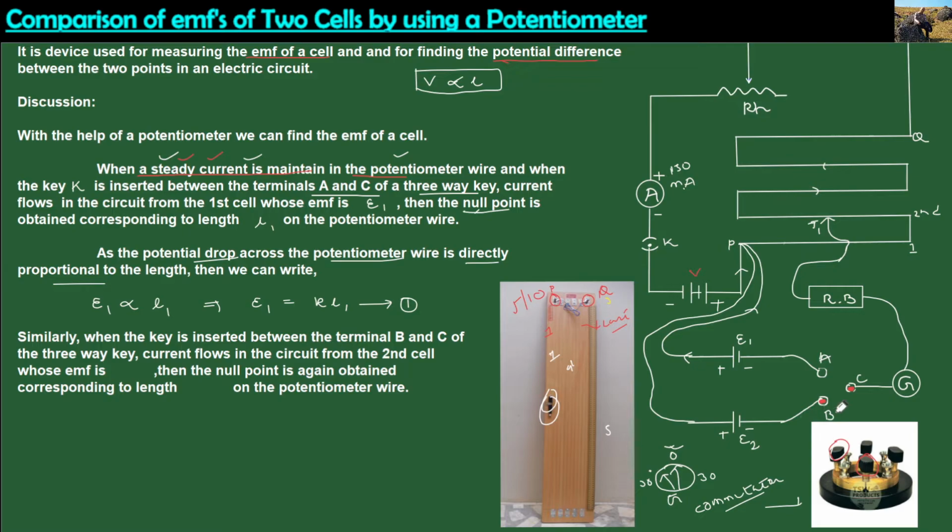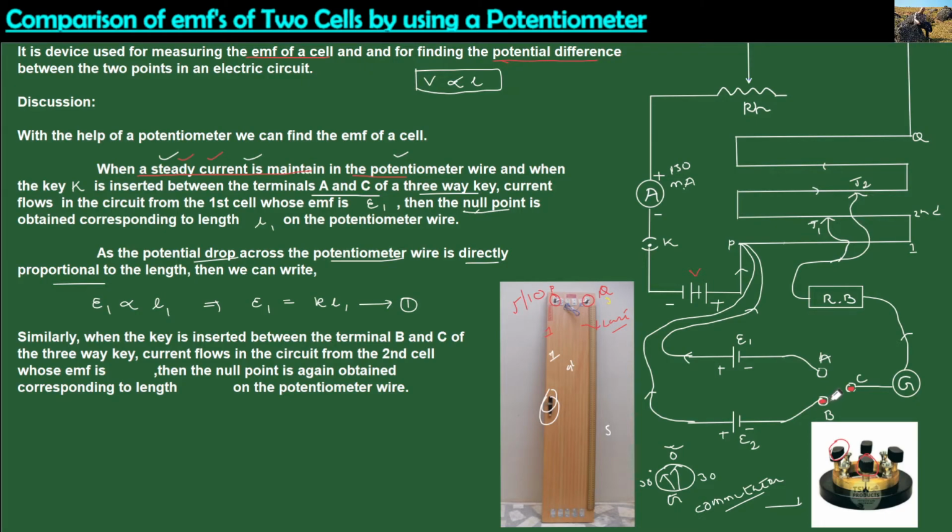So when the current flows along the cell E2, it will flow in this direction. Then, by using the jockey, the null point you will obtain somewhere over here, within the bridge wire. Suppose that is the null point corresponding to the second cell. Let that be J2.